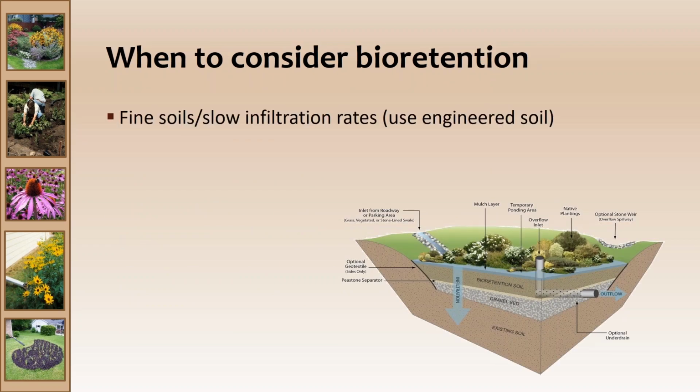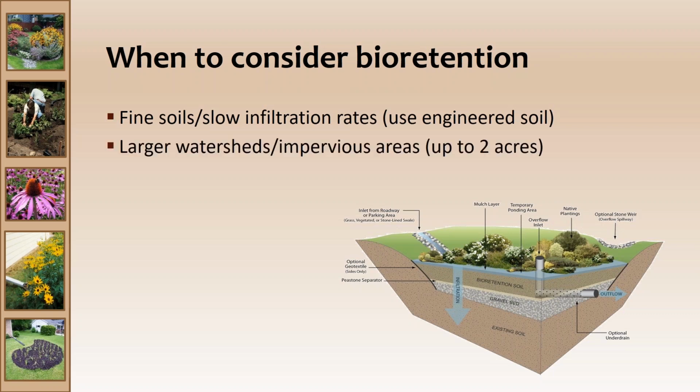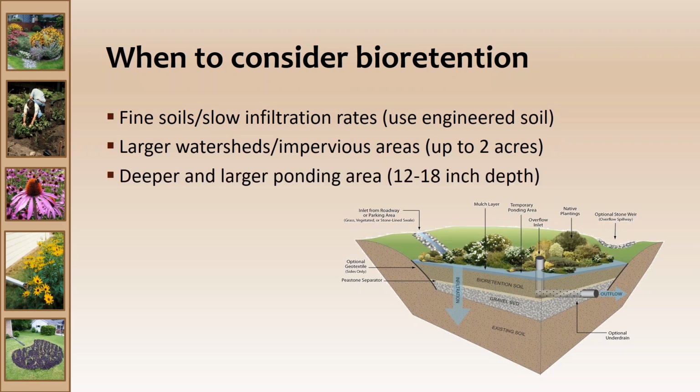When you get to sites that have very fine or slow infiltration rates, consider using a bioretention facility instead, where you have an engineered soil layer, or if you have larger watersheds for bioretention, you can go up to a 2-acre and you can go to a 12 to 18-inch depth. So it's just different criteria when you have a very engineered practice versus using the soils on site.